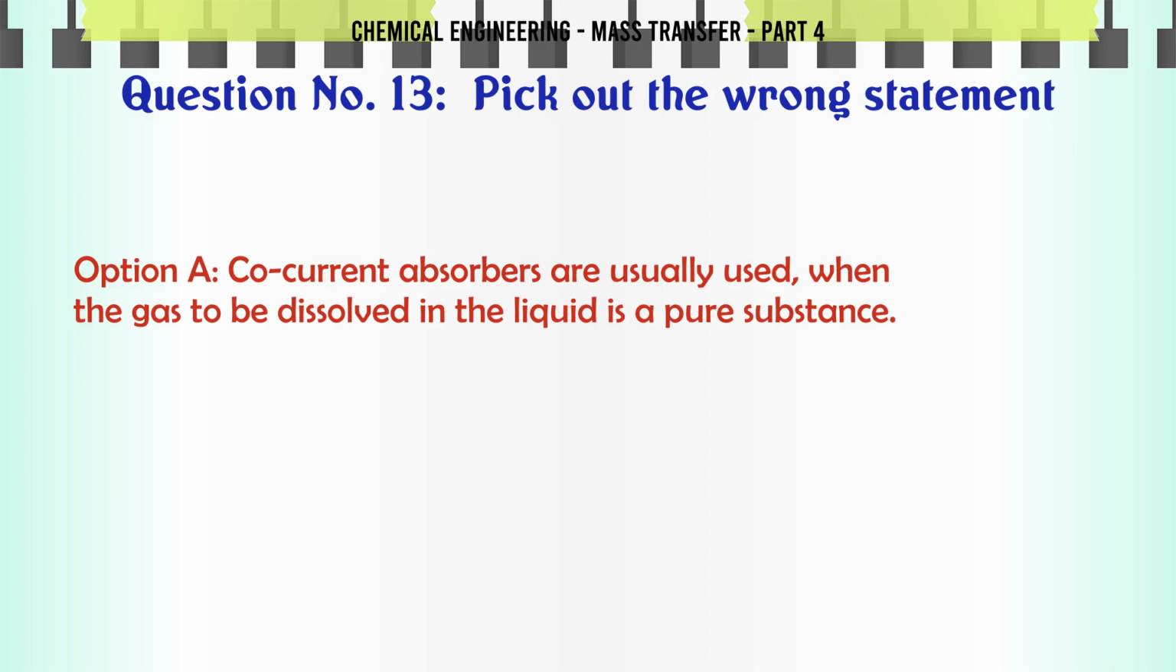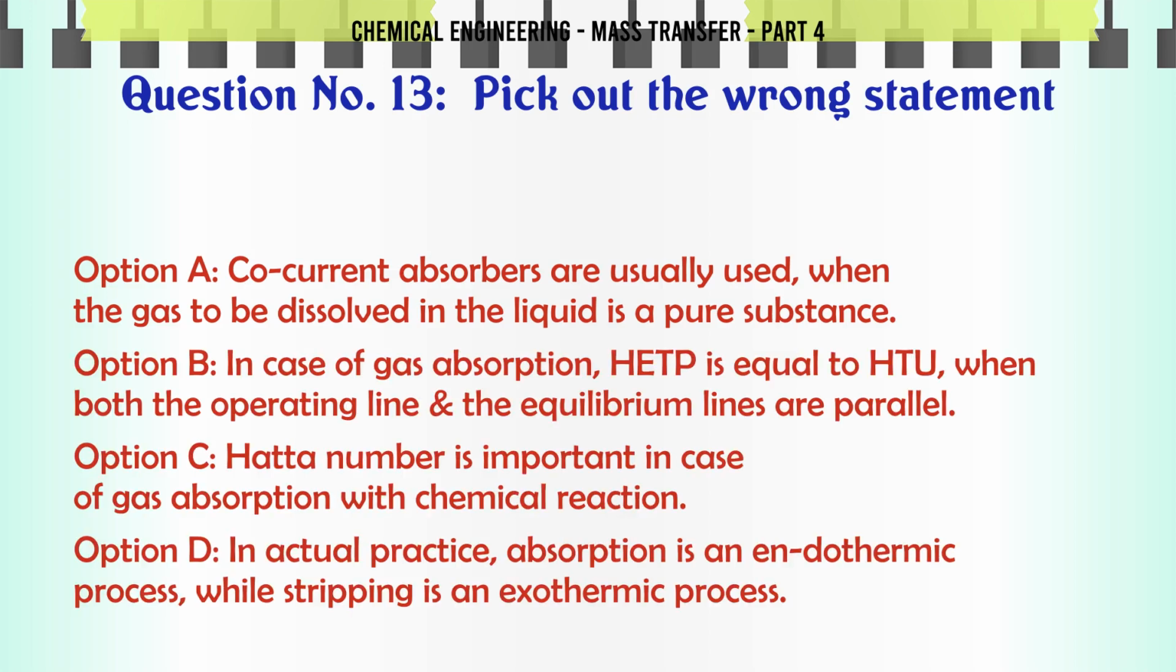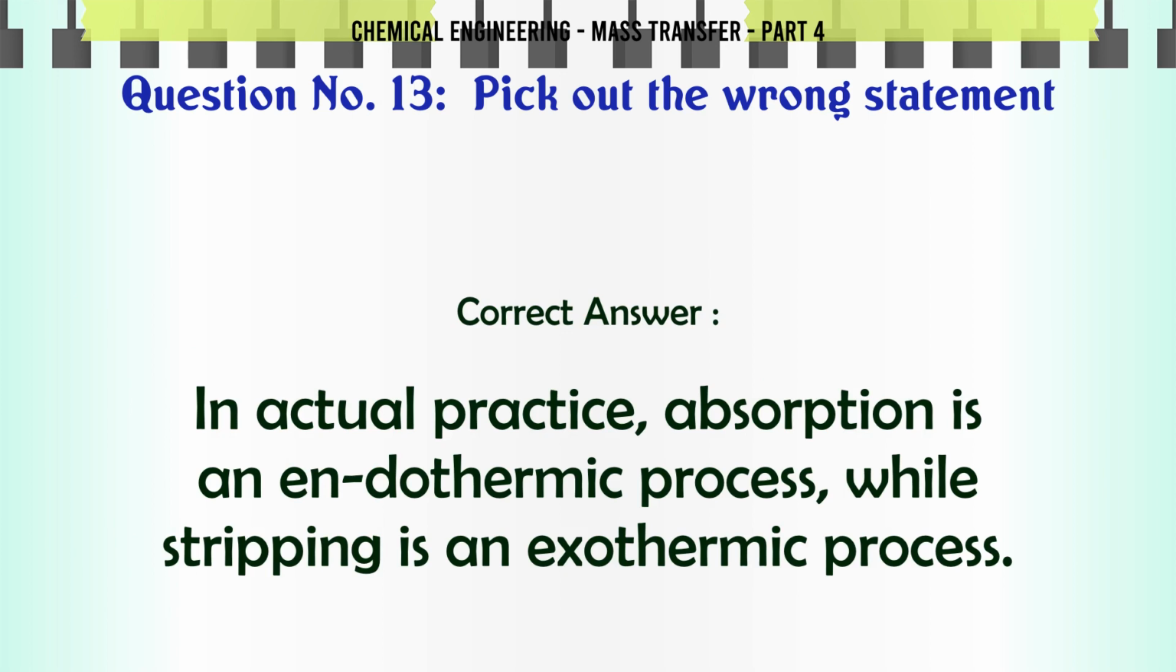Pick out the wrong statement. A. Co-current absorbers are usually used when the gas to be dissolved in the liquid is a pure substance. B. In case of gas absorption, HETP is equal to HTU when both the operating line and the equilibrium line are parallel. C. Hatta number is important in case of gas absorption with chemical reaction. D. In actual practice, absorption is an endothermic process while stripping is an exothermic process. The correct answer is: in actual practice, absorption is an endothermic process while stripping is an exothermic process.